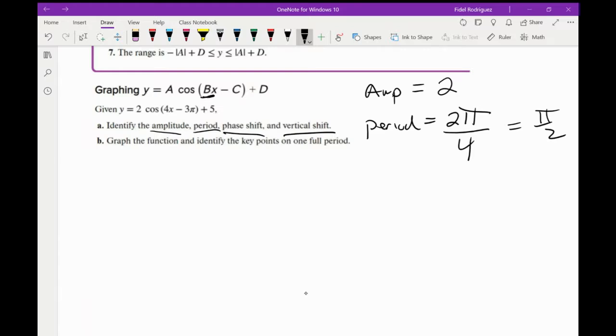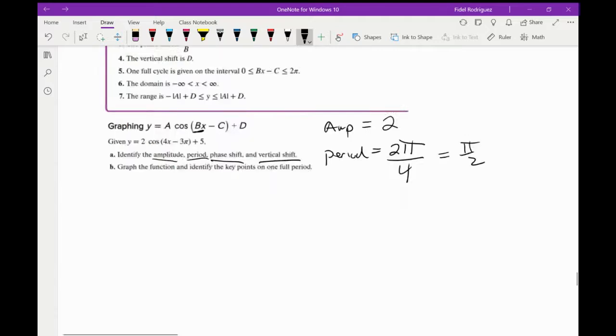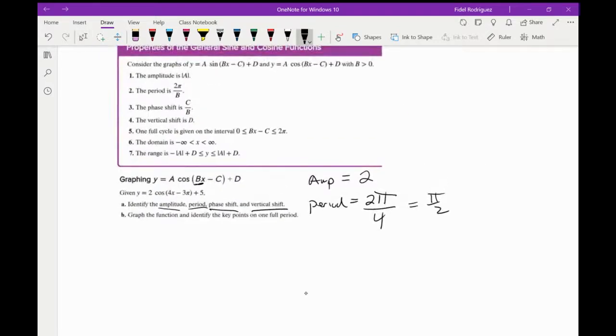Right here, my period is always going to be 2 pi over b, and notice where the b is. It's that number. Excellent question. Good. Okay, guys, remember how we set it up earlier?